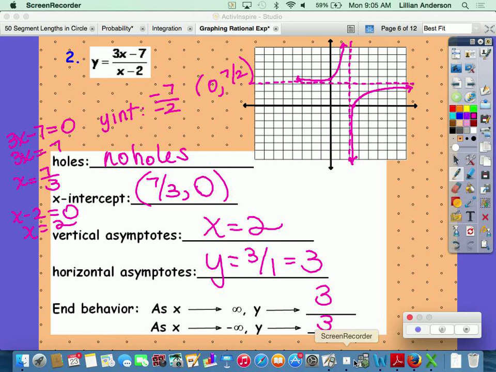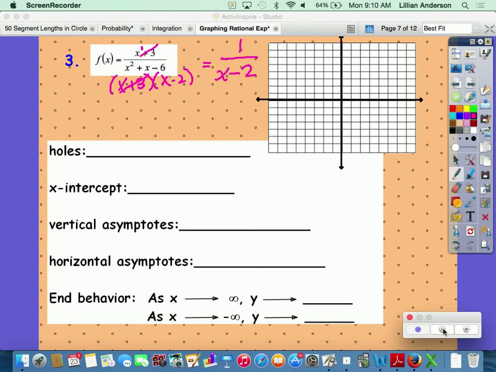Are your end behaviors always going to be the same number? Yes. If you got an answer that was like 3 over 2, then it'll be 3 over 2. So 1.5, you wouldn't split it up. It would just be 3 over 2. Exactly. Okay? So let's look at the next one.